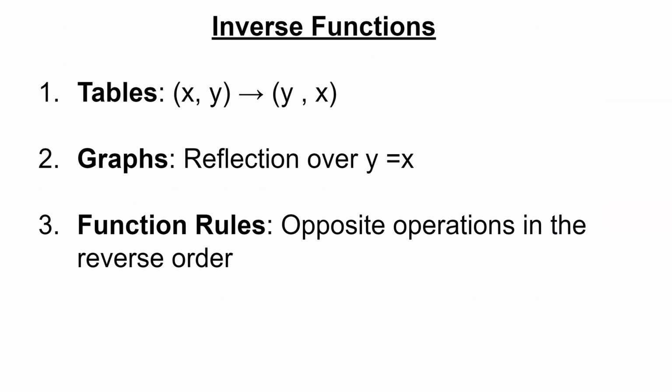Before we dive in, we want to remember the three key relationships among inverse functions. Number one, from the tables, every x,y point gets reversed to become y,x in an inverse function. So to tell if two functions are inverses from their tables, we're looking for input-output pairs being switched. On a graph, that would look like the two graphs being a reflection over the line y equals x. And from the function rules, we can tell that two functions are inverses if they are opposite operations in the reverse order.